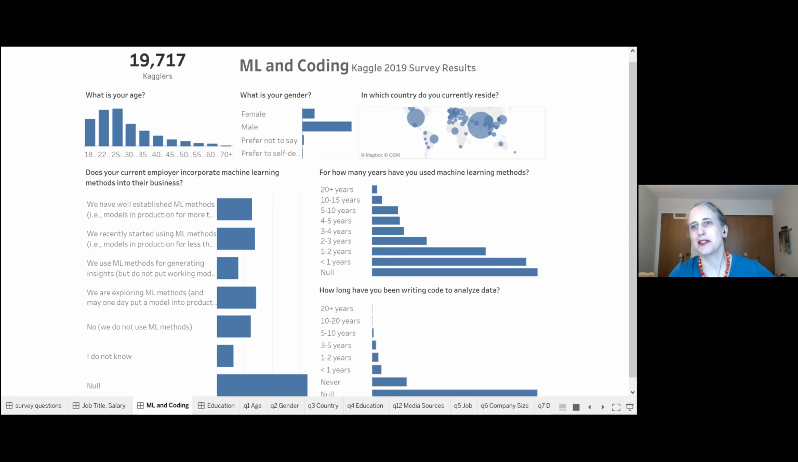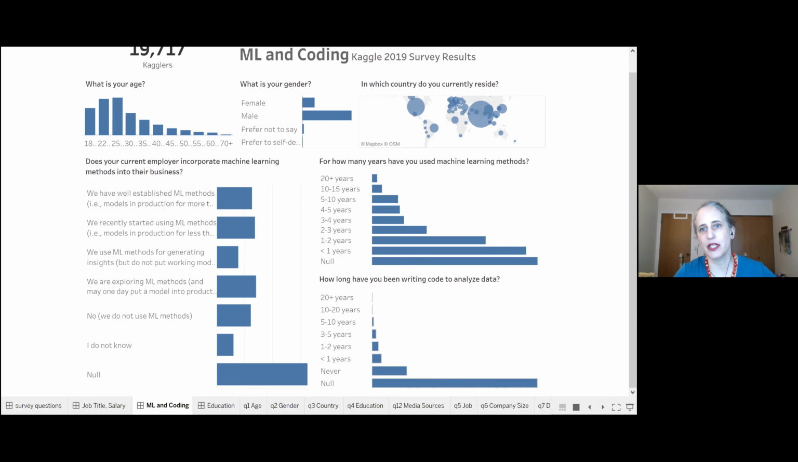So we see that the majority of Kagglers have very little experience with machine learning methods. Also, the majority of Kagglers have very little experience with writing code to analyze data. So I guess that means that a lot of people who responded and who are on Kaggle use Kaggle to learn, just like us. Yay.